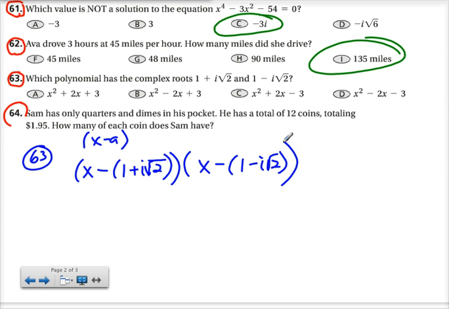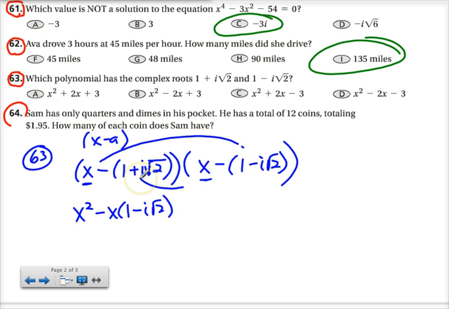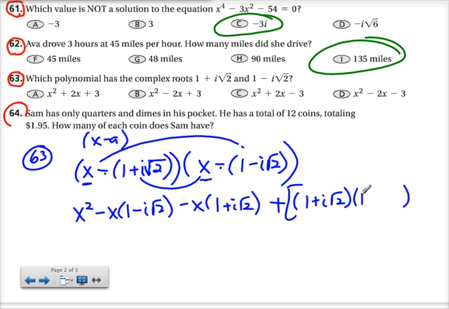And we have to multiply those together using FOIL so that we can figure out which polynomial had that as a 0. So first times first is just going to give me x squared. Outside times outside will be negative x times 1 minus i square roots of 2. Inside times inside will be negative x times 1 plus i square roots of 2. And then last times last, a negative and a negative will give us a plus. But this is where we have to do the FOIL on those sets of parentheses that we see there.